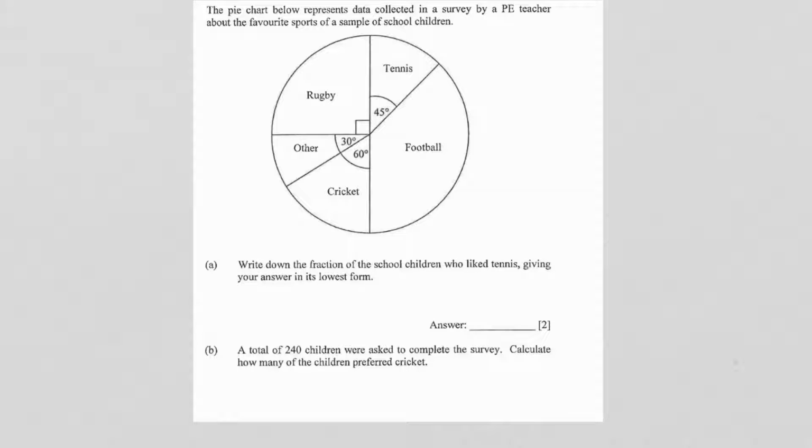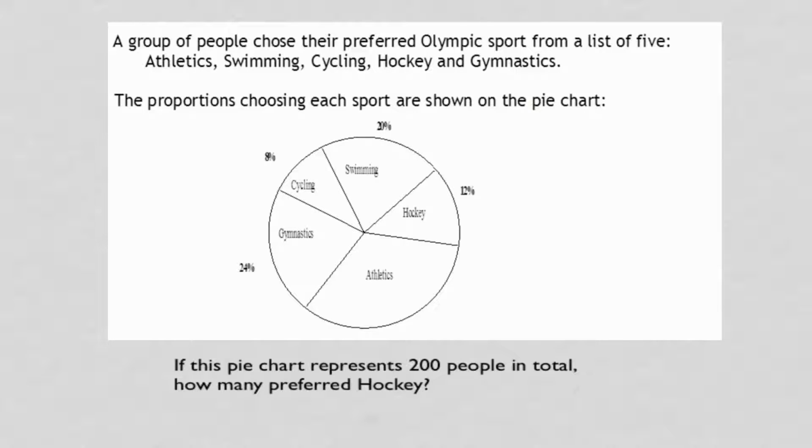The first type of pie chart we're going to have a look at is something like this from an 11 plus paper that involves angles and degrees. And the second one that we're going to have a look at is one that involves percentages.